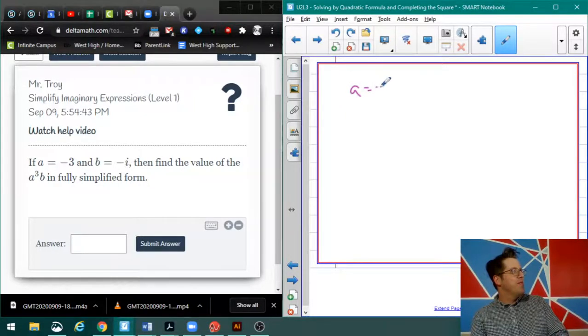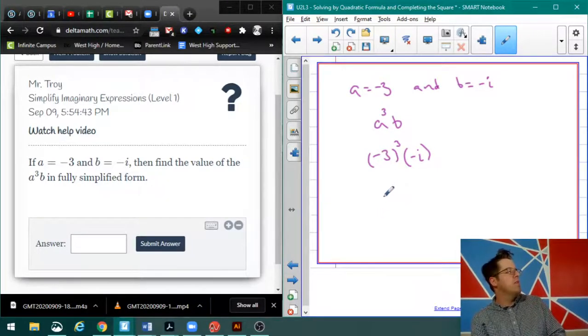If A equals -3 and B equals the opposite of i, then A cubed times B would be (-3) cubed times the opposite of i. So there are 4 negatives there: 1, 2, 3, 4, so it's going to end up being positive. And 3 cubed is 27, 3 times 3 times 3. So 27i.